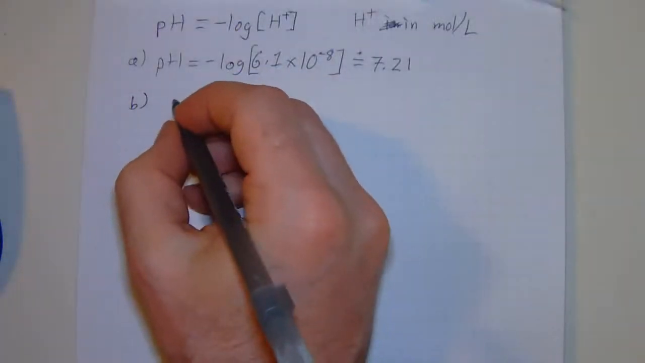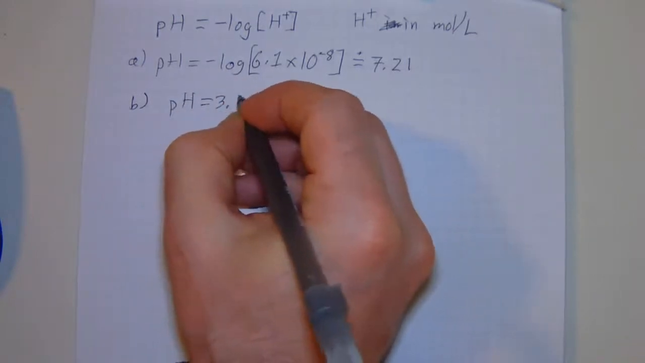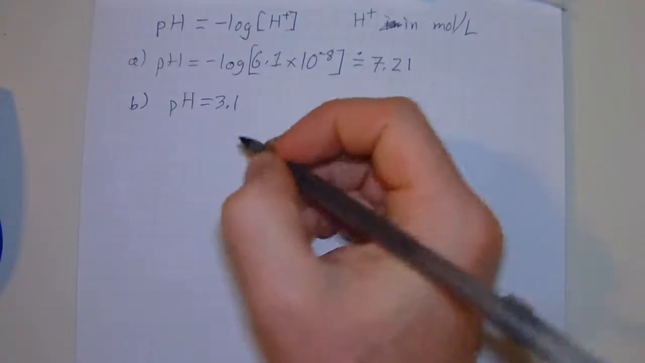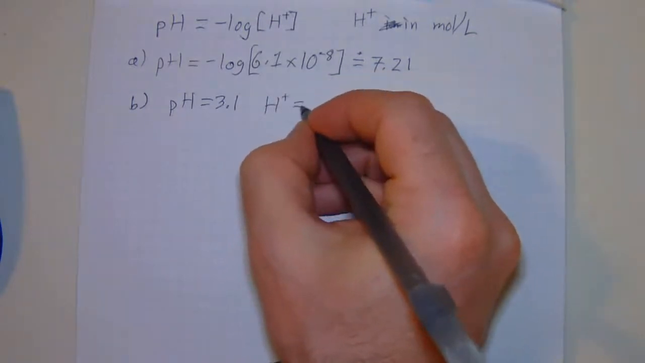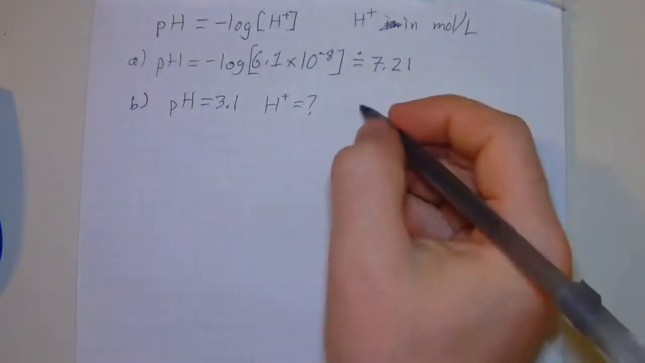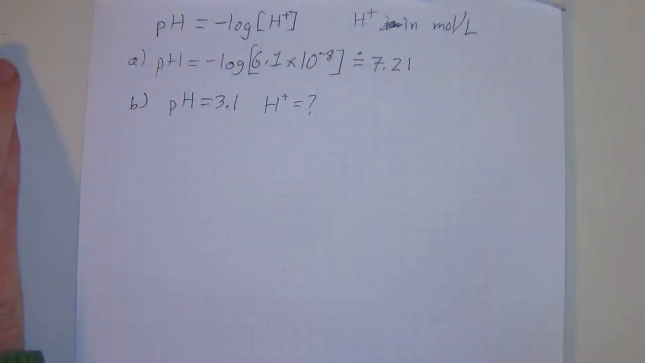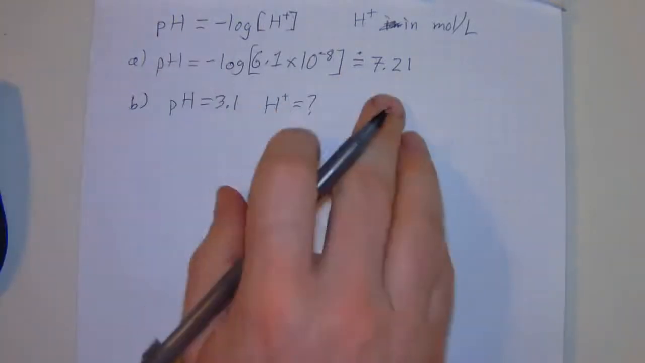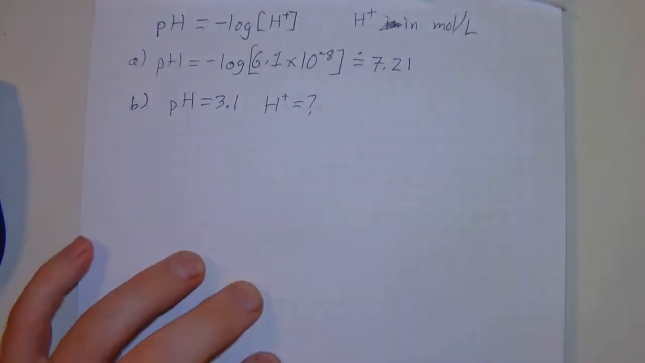Part B, or part 2 here, we have the pH of a fruit juice. We know it's 3.1, and we want to know what the hydrogen ion concentration is. So again, we're going to set up the equation here. Oh, sorry, camera is blurry. Low is acidic, pH, high is basic. Thank you, Ramisa. Okay.